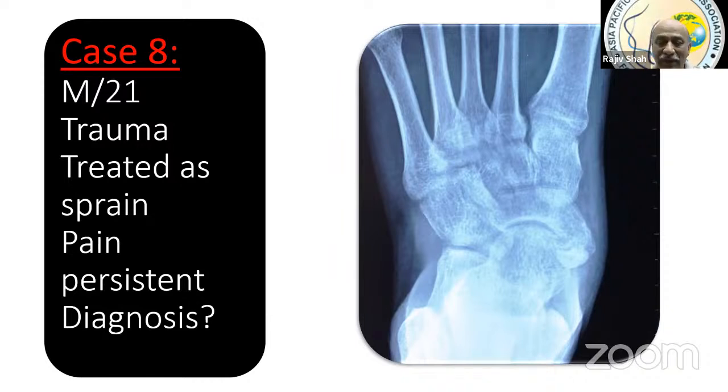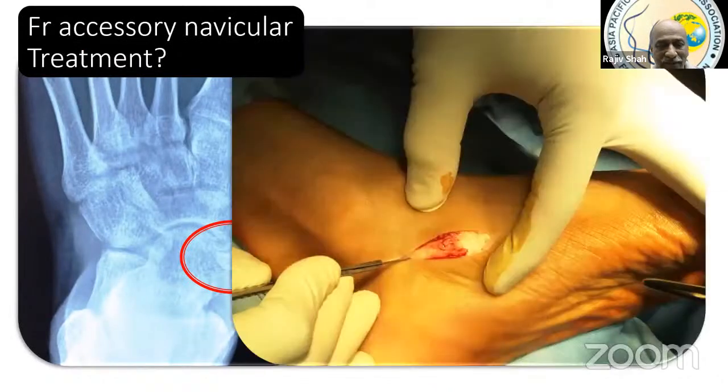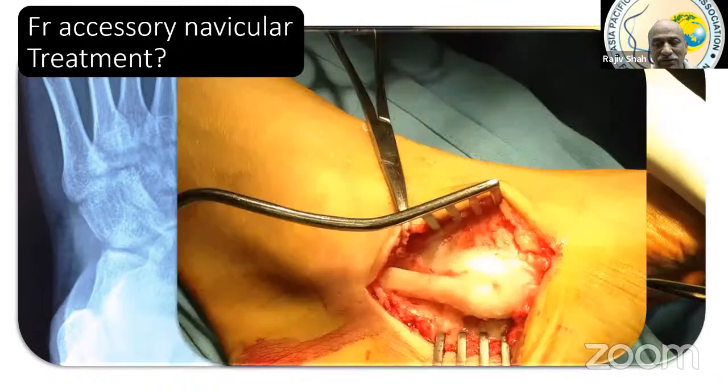And if you get a routine view, and if they are able to do a weight bearing view, then you are able to differentiate. So this was a fracture of the accessory navicular. Treatment would be a short incision and excision of the navicular, and reattachment of tibialis posterior with a suture anchor or a pull-out suture into the navicular.